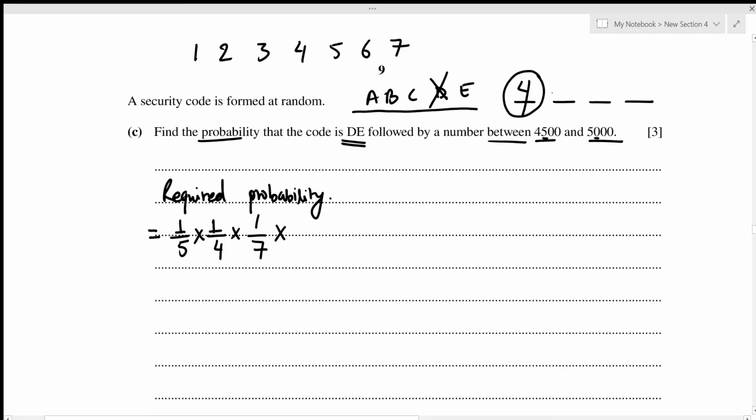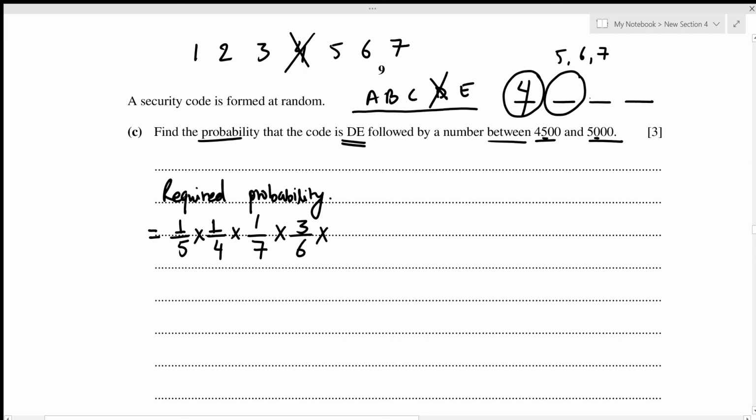Then for the second digit, we are to choose a number between 4,500 and 5,000. So the possible digits for the second place is going to be 5, 6, or 7. So these are the 3 possible digits that we can choose. And since we know that we cannot repeat the digits, since we already chose 4 for the first place, we no longer have it as our option. So our options reduce to 6 digits, and out of these 6 digits, we need to choose 3 of these. So that's just the probability 3 by 6.